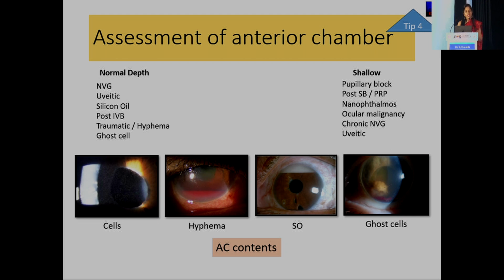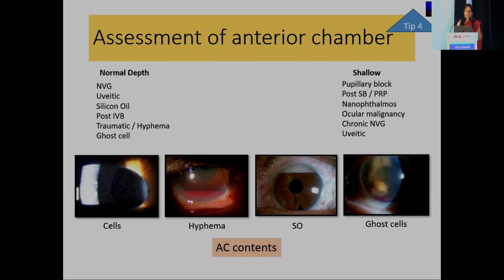Because normal depth can happen in many other conditions, like posterior segment disorders which have undergone surgeries, like presence of silicone oil, any hyphema, trauma, ghost cells in the anterior chamber, presence of cells or pigments. And shallow chambers is because of any pupillary block. That could be because of a silicone oil, any nanophthalmic eye, or chronic NVG or a uveitic condition.